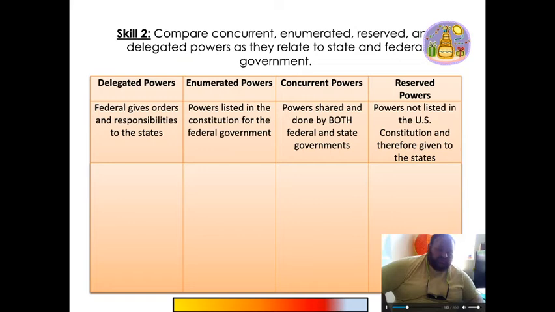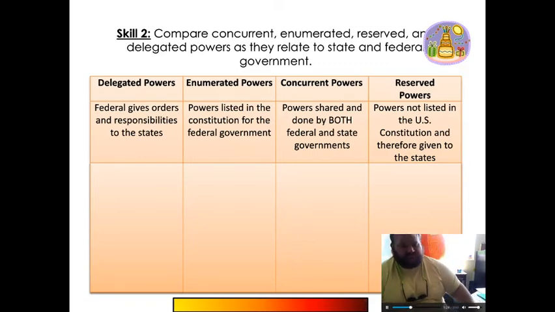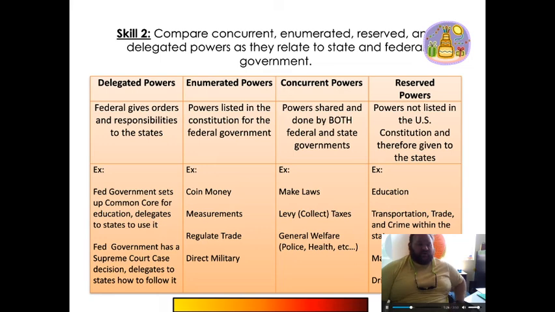So I think about which powers fall into which branch and which level. All right. So the federal government sets up the Common Core for education and delegates that states use it. Government has a Supreme Court case, and the decision delegates states how to follow it. So when we think about Supreme Court cases like Brown versus Board of Education, it said that you could not discriminate based on color in public schools. It ended segregation.